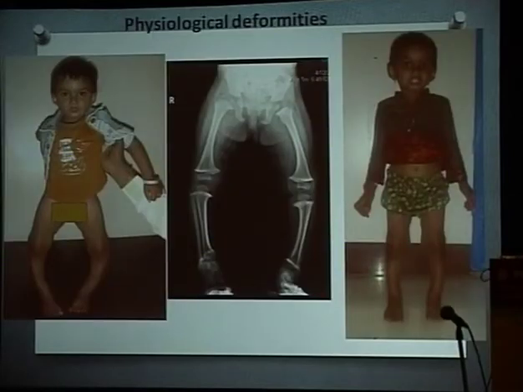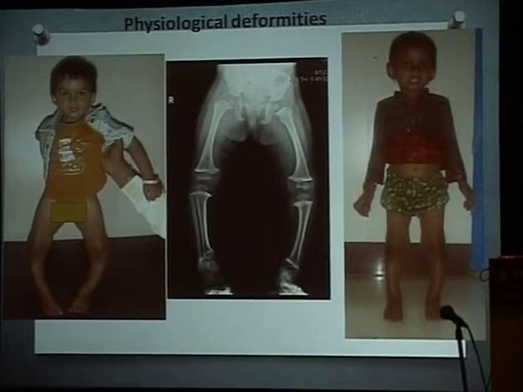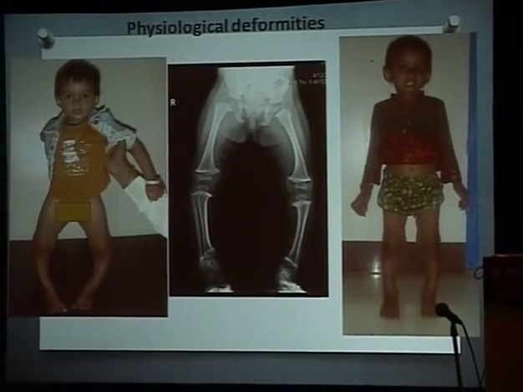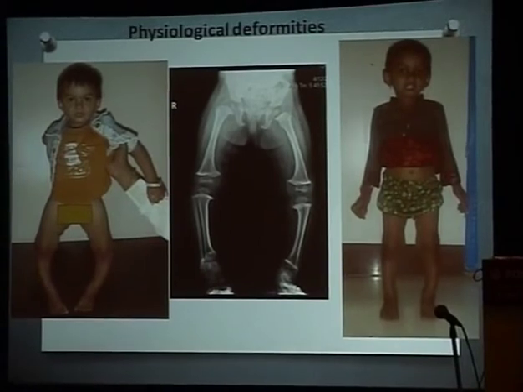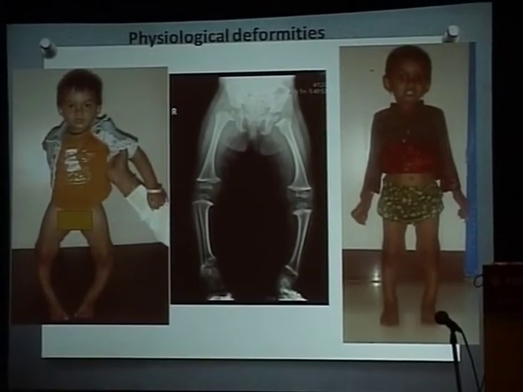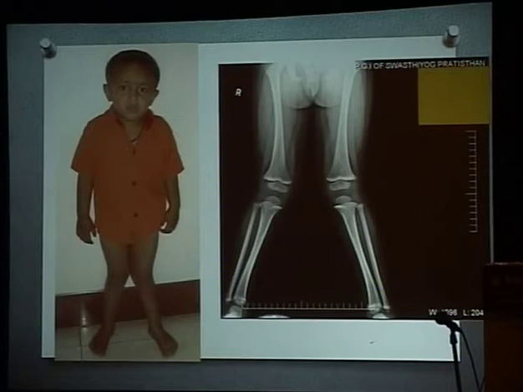Okay, last but not the least, physiological deformities. Physiological deformities don't need any treatment, they correct by themselves. And yes, they can be very severe also. Genu varum can be very severe, as in this girl, but it corrected itself in a year. Genu valgum also can be physiological, in this 4-year-old boy, you can see.